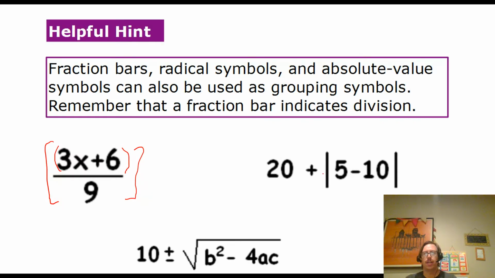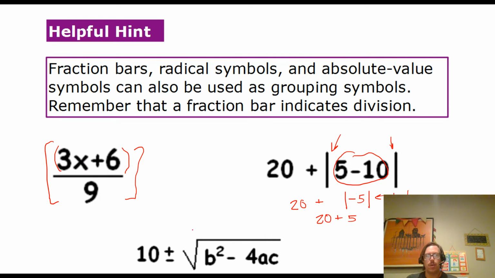Here, absolute value bars. Absolute value bars means the inside here should be evaluated first. In that case, we do 5 minus 10 is negative 5. And then we would evaluate the absolute value bars before adding the 20. So we would get 20 plus positive 5, because absolute value means just switch the sign to positive. So again, we get further into absolute value things later in the unit, but I just want you guys to know that that works like a grouping symbol. It means do the inside first before you do any positive, negative changes.